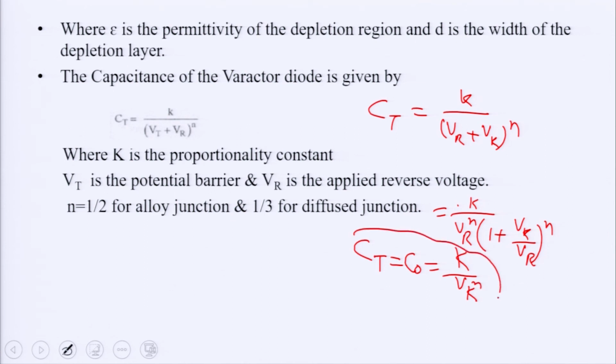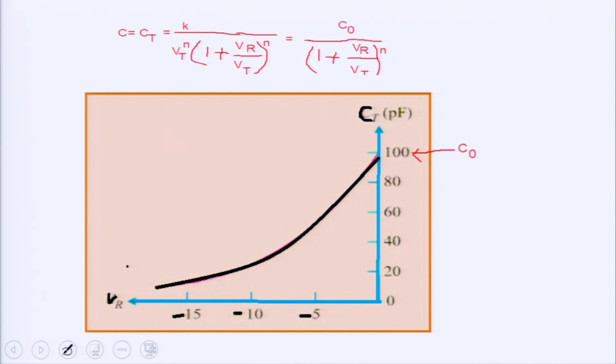So, this is the transition capacitance, and we can write it in the same formula here, and this is the graph between the transition capacitance or Varactor diode capacitance and the reverse voltage. C is equal to K upon Vt, where Vt is basically the Vk knee voltage, and (1 plus Vr upon Vt) whole raised to the power n. So, this is the transition capacitance.